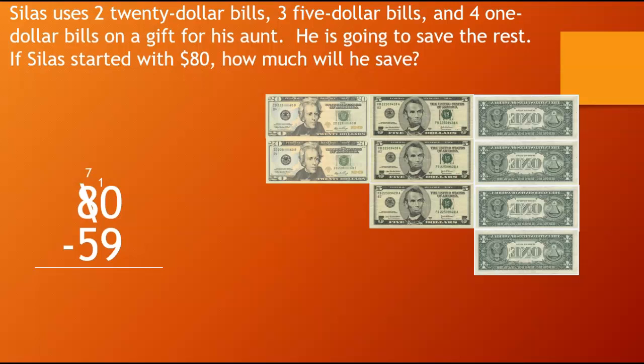So what's 10 minus 9? 1. What's 7 minus 5? 2. 21. So he saved $21.